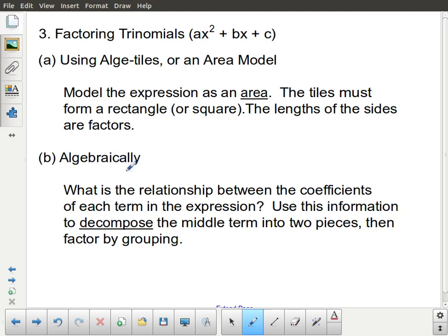Algebraically, we kind of have to break things down. We have to perform an analysis on this expression where we want to take a look at the coefficients. Super important. We're going to be looking at the coefficients of each term, and then we're going to perform this process called decomposition. And I'm going to go through this to give you a refresher on what that would entail.